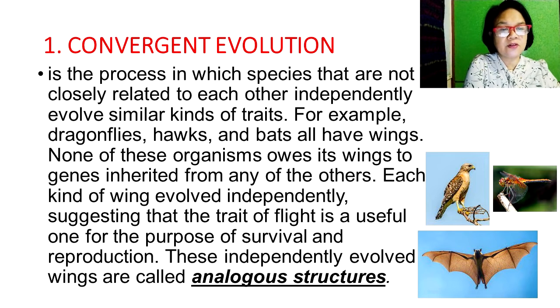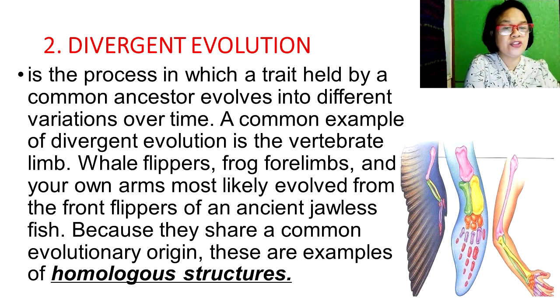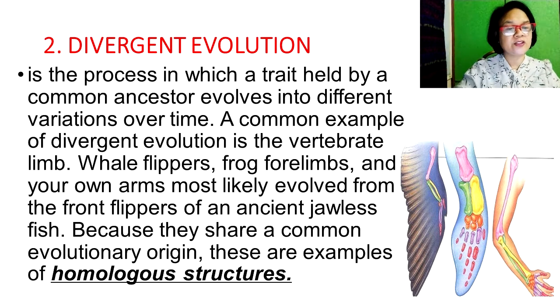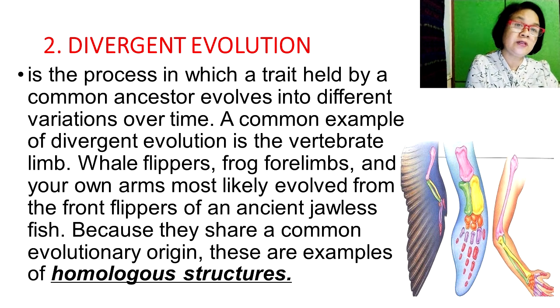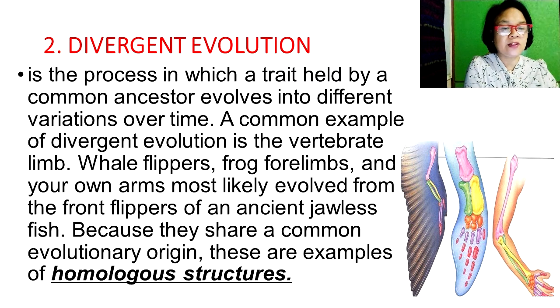The second one, after convergent evolution, is divergent evolution. This is the process in which a trait held by a common ancestor evolves in different variations over time. Divergent evolution usually occurs in the vertebrate limb. We have here an example on the PowerPoint: the whale flippers, the frog forelimbs, and our own arms most likely evolved from the front flippers of an ancient jawless fish, because we have a common evolutionary origin. These examples are called homologous structures. So this falls under divergent evolution.